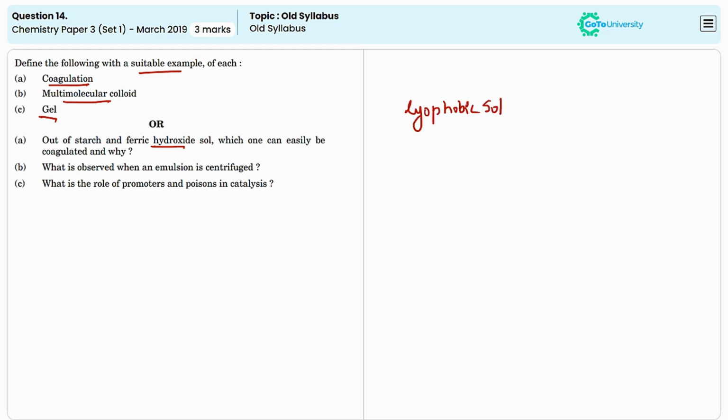The second one is what is observed when an emulsion is centrifuged. When an emulsion is undergoing centrifugation, de-emulsification will take place. The third one is what is the role of promoters and poisons in catalysts. Promoters increase the efficiency of the catalyst, whereas poisons decrease the efficiency of the catalyst. Both of them have opposite roles in a catalysis reaction.